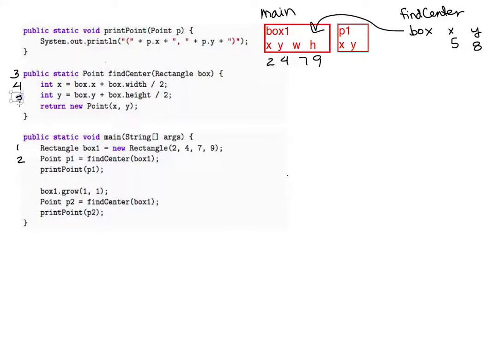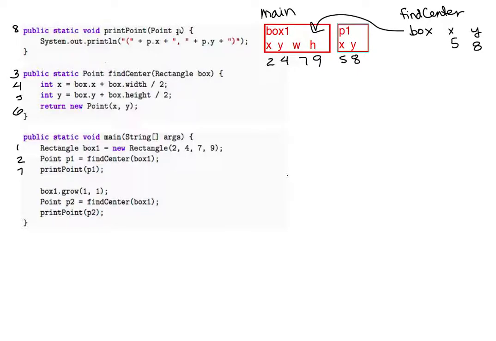In step 6, I return a new point with those coordinates. So that new point is going to have 5, 8, and that is the one that is going to be flowing right here into P1. So I'll go ahead and put the 5 and the 8 right here in P1. Okay, and next I print out the point, print point. There's a method called print point, excellent. So I call print point.